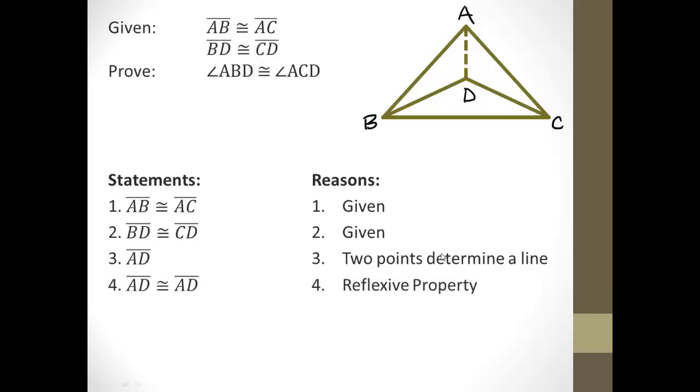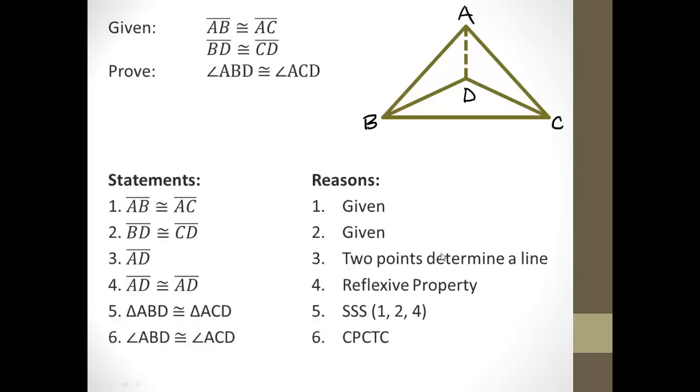Now we can say that segment AD is congruent to segment AD by the reflexive property. And we can prove that triangle ABD is congruent to triangle ACD by side, side, side, steps 1, 2, and 4. And because we've proved the triangles congruent, now we can say that angle ABD is congruent to angle ACD by CPCTC. It's a heck of a lot of letters.